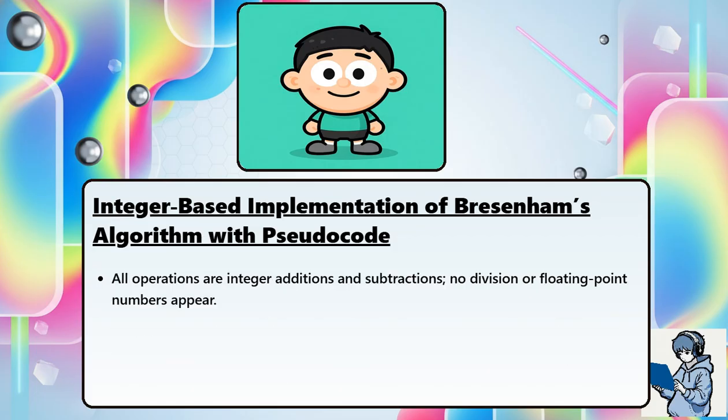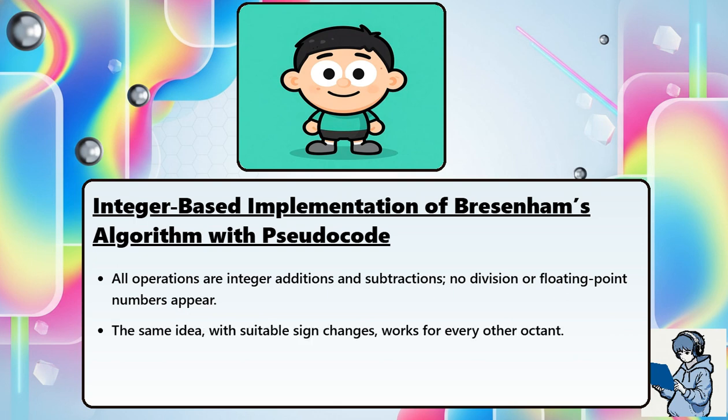All operations are integer additions and subtractions. No division or floating point numbers appear. The same idea with suitable sign changes works for every other octant.